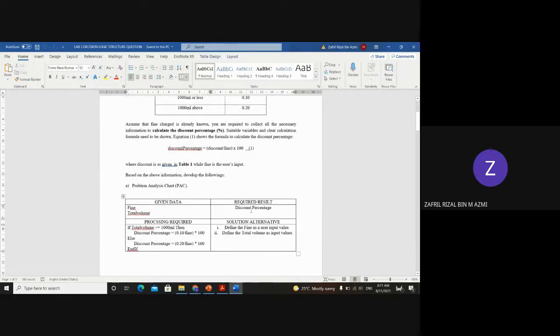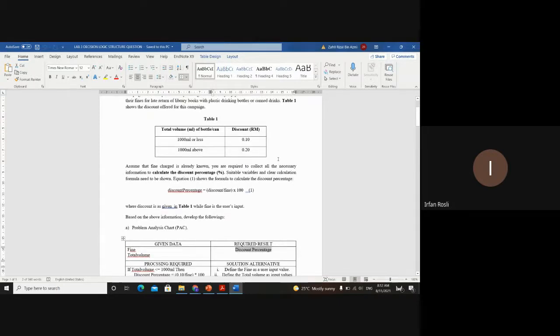Right, and then the required result. Where do you get this information, Irfan? The suitable, clear, the equation, the formula to calculate. This one, eh? Is there anywhere in the question that mentions what should be the outputs? Is there?